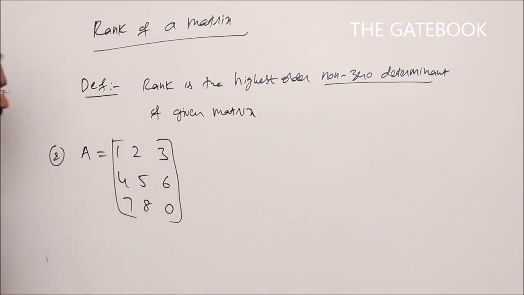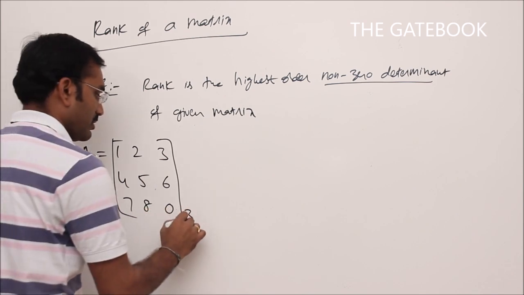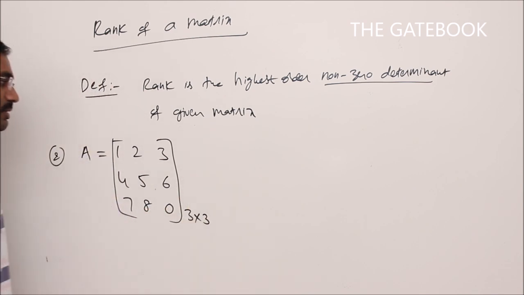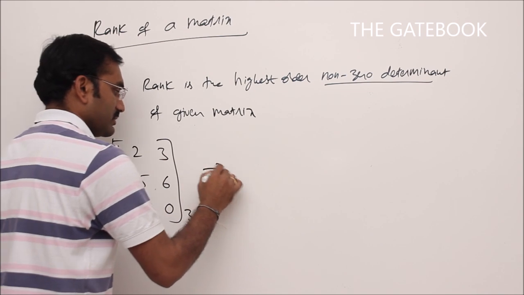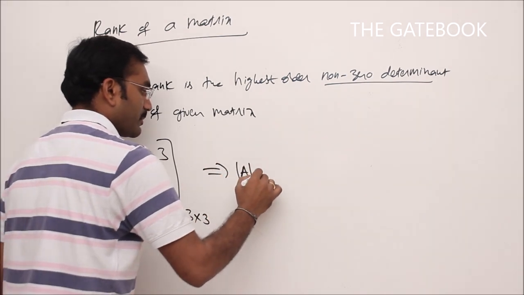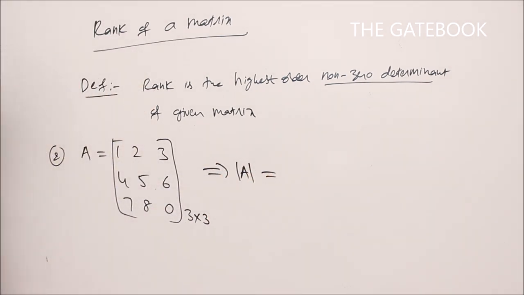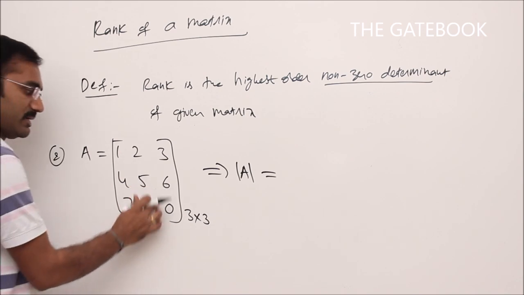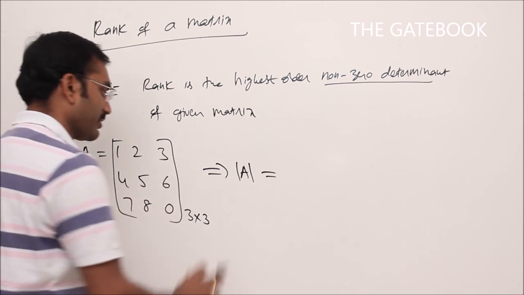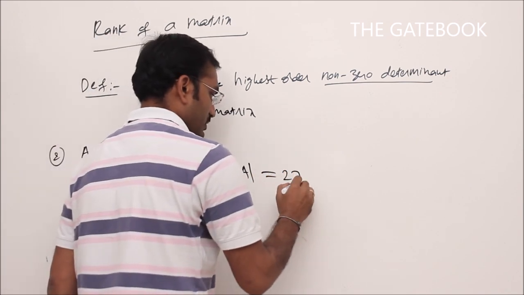I want to find the rank of this matrix, which is of order 3 by 3. So find the determinant of this matrix. We can find the determinant directly because this is a 3 by 3 matrix, so the highest possible determinant is of order 3 by 3. Finding the determinant of this matrix, it will give 27.